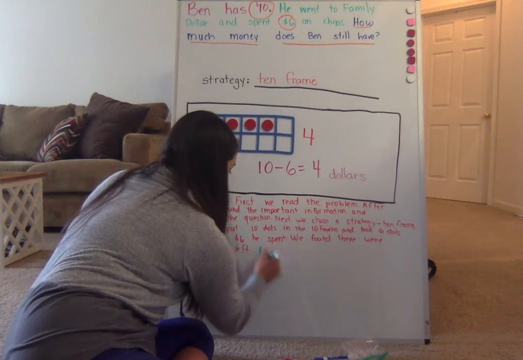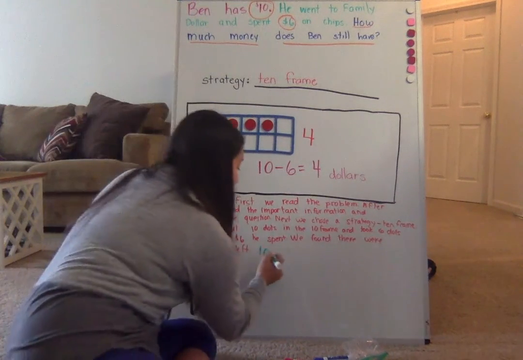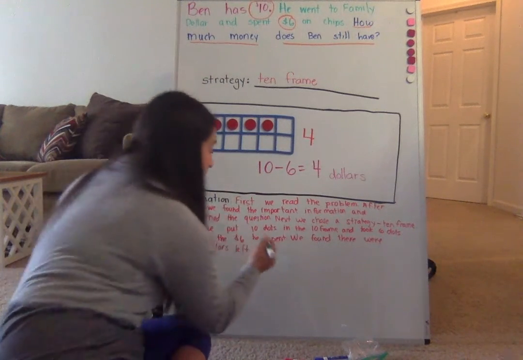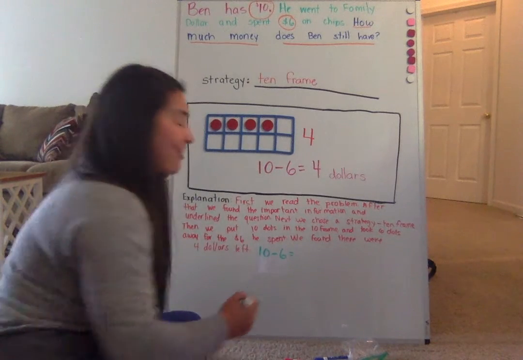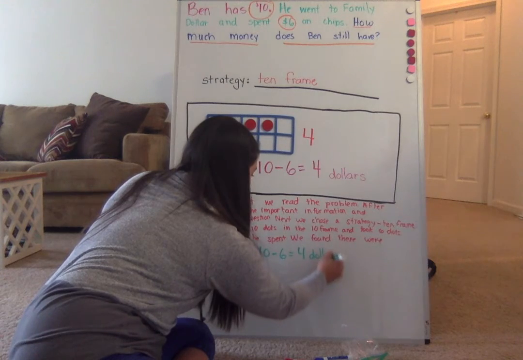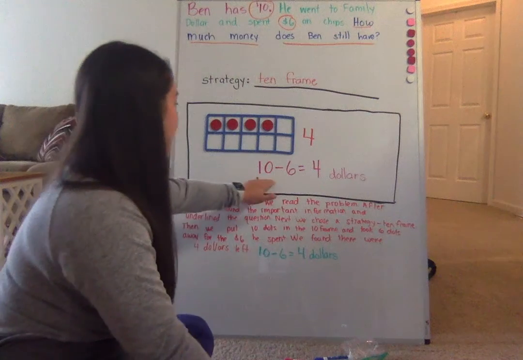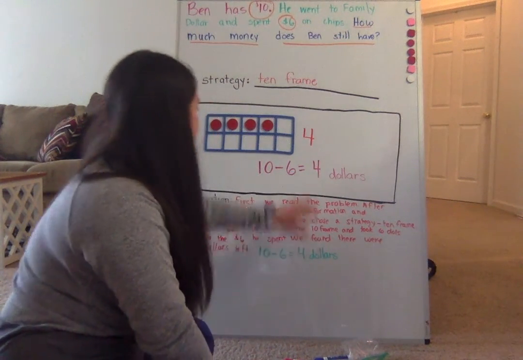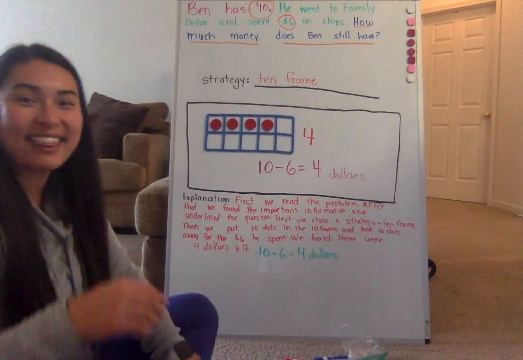$10 that he started out with at Family Dollar. Then he went and he spent $6. Those $6 went away. So we've got to do take away, minus 6, equals $4 left. Yes, nice work. 10 minus 6 equals $4. That's exactly what we showed up there in our strategy. Nice work today. Thanks for helping me.